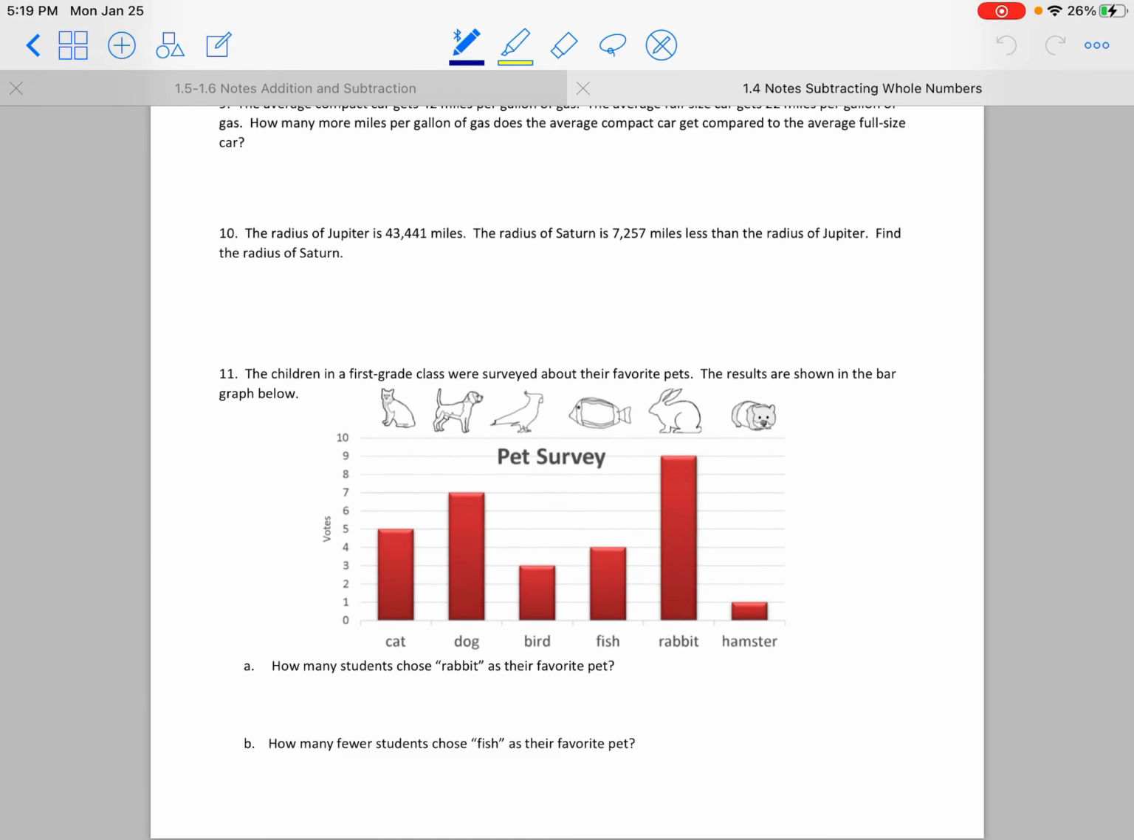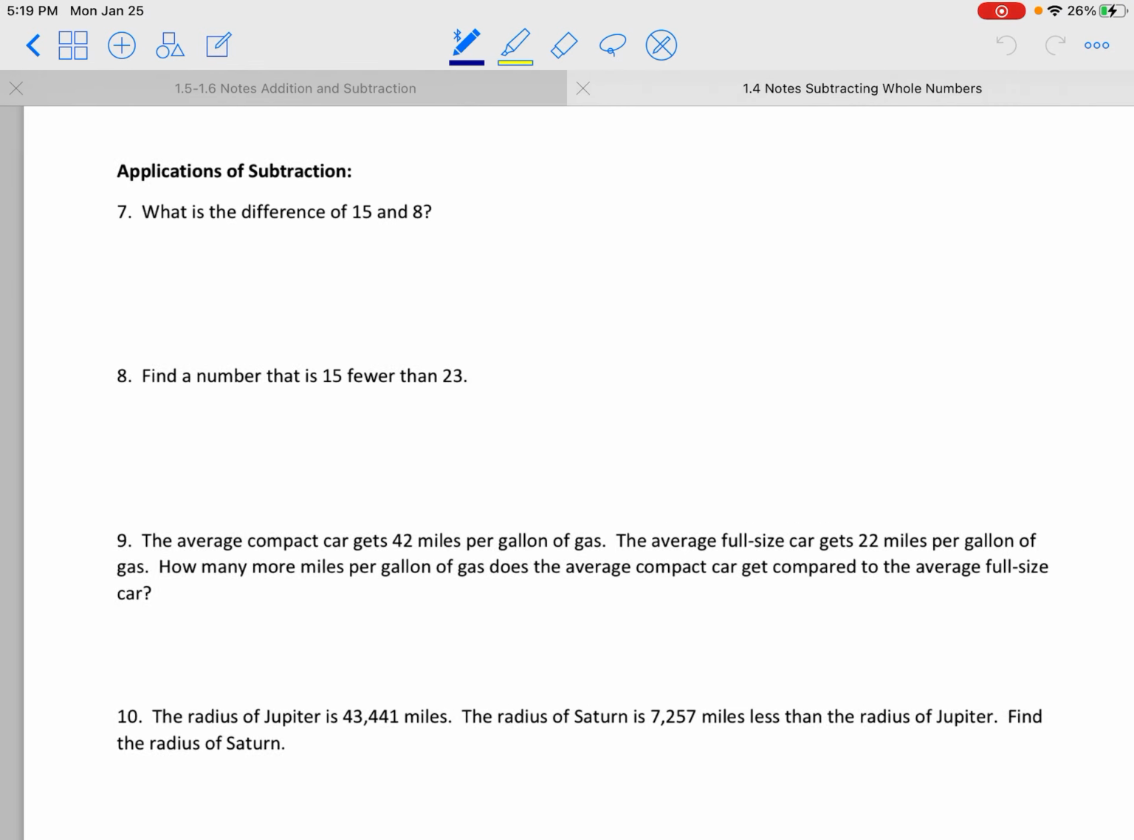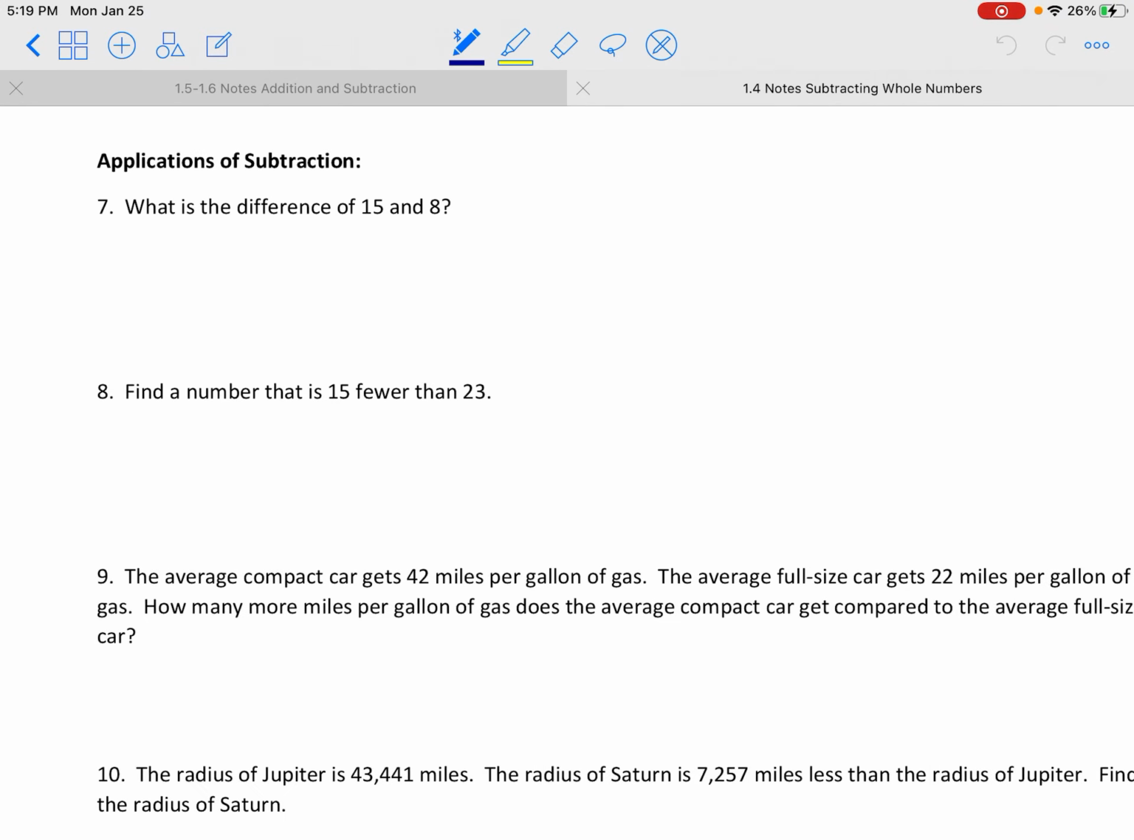Now let's look at a couple of applications where we put some words into play just so we understand what words are going to tell us. So we're looking for a difference or subtraction. 7, for instance, says, what is the difference between 15 and 8? So that means take the 15 and subtract the 8. So the word difference is implying subtraction. And the difference between 15 and 8 is 7. Again, we're looking for how far away. So think about a number line. If you had 8 here and 9, 10, 11, 12, 13, 14, 15 here, what's the difference between those two? 2, 3, 4, 5, 6, 7 units.